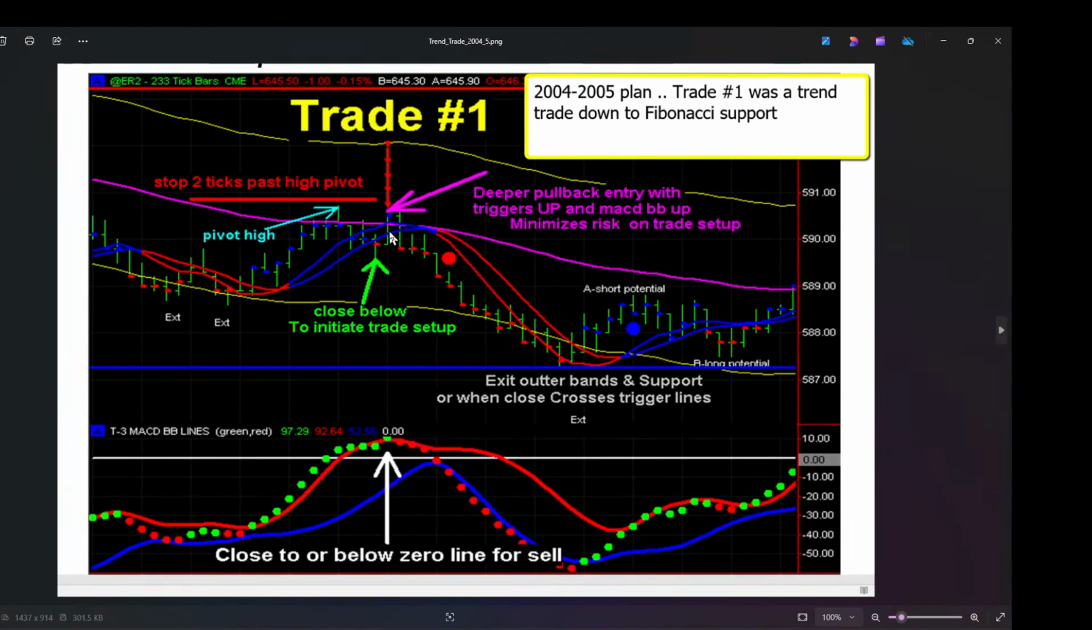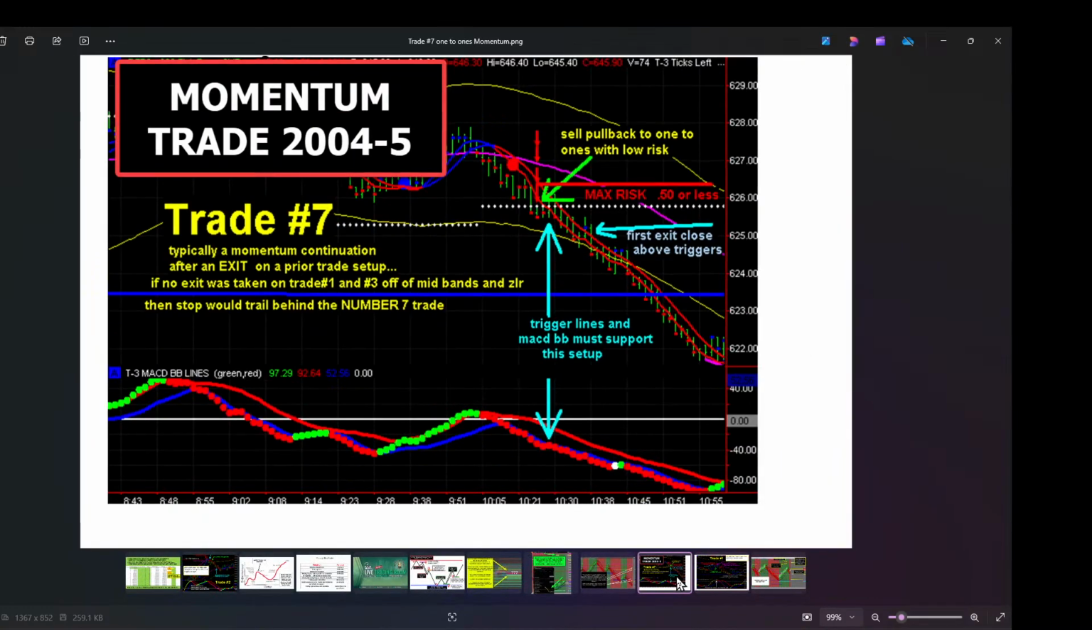There's the 2004 trend trade. Trend trade off the mid band, close below the triggers, take it down to Fibonacci support. That's 2004. The momentum trade from 2004. With momentum on the chart, let it break 1-to-1s, snap back, continue down.